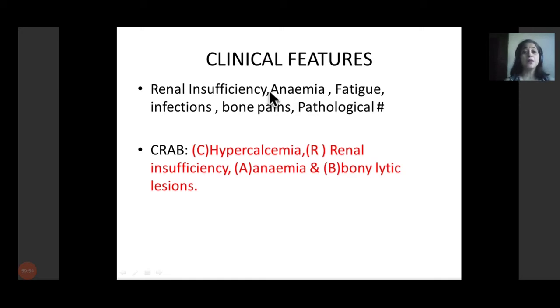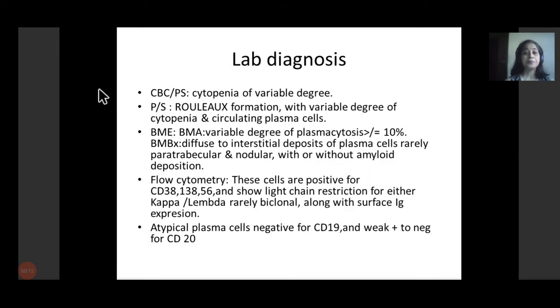But when we talk about the Indian scenario, patients come with bulky disease with lytic lesions, renal insufficiency, hypercalcemia, and anemia, thus with the CRAB features much worse, much more than their Western counterparts. So, as expected, the lab diagnosis will show cytopenia of variable degrees on the CBC and PS. The smear will show rouleaux formation with variable degree of cytopenia and circulating plasma cells. This is a very important component in all the plasma cell myeloma cases.